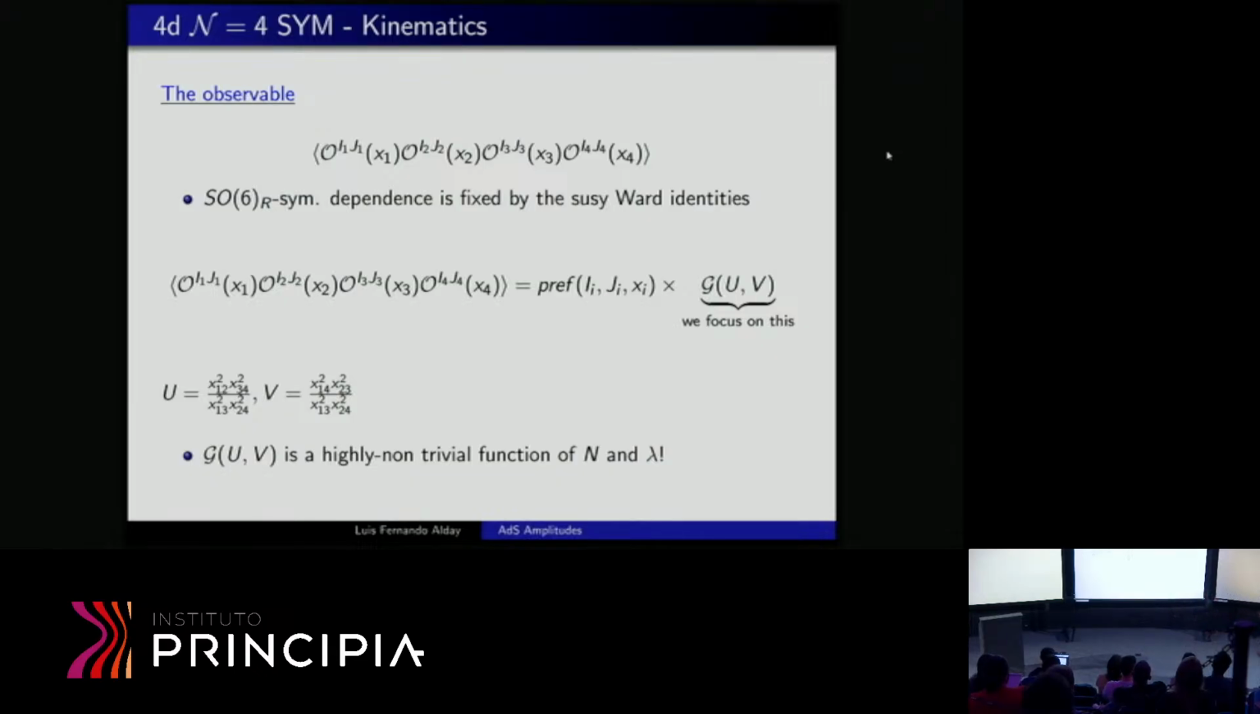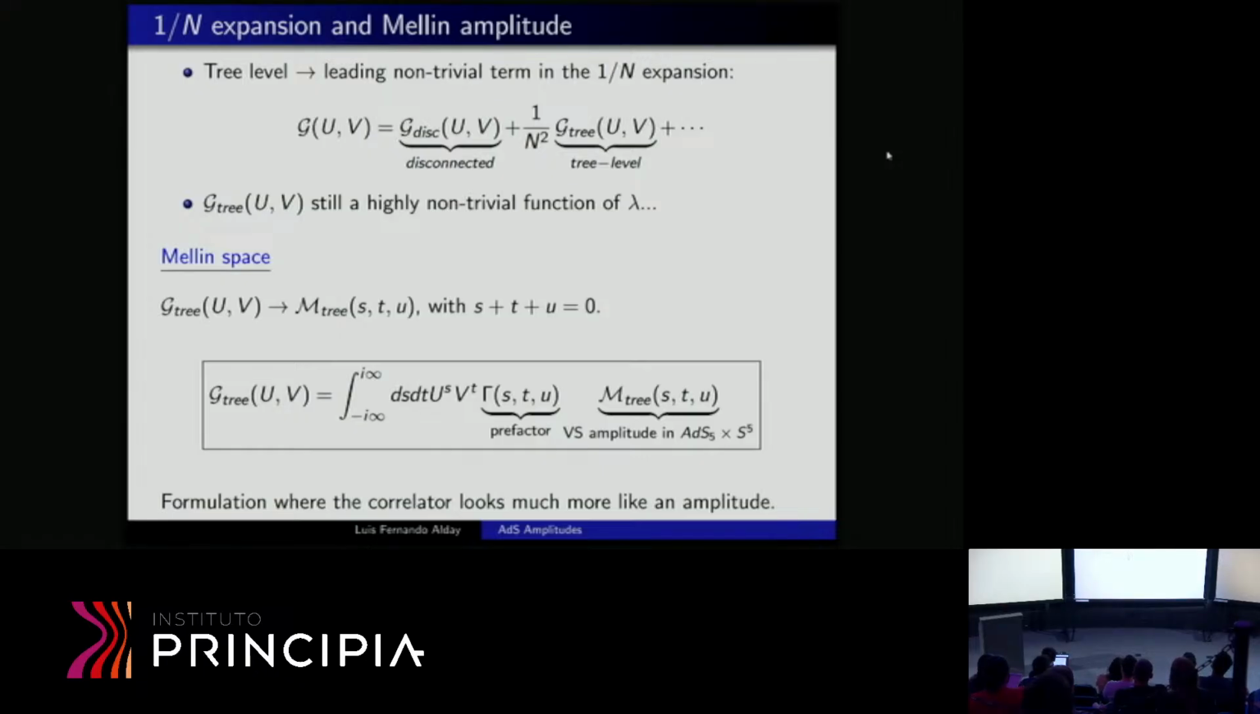Now, because we are interested in tree-level amplitudes, which, remember, correspond to a 1 over N expansion, we will consider the leading non-trivial term in the 1 over N expansion. This function that we call G^(3)_UV is still a highly non-trivial function of lambda, but this is the function that we are trying to compute. And this is the function that, in some expansion, we will be able to compute.